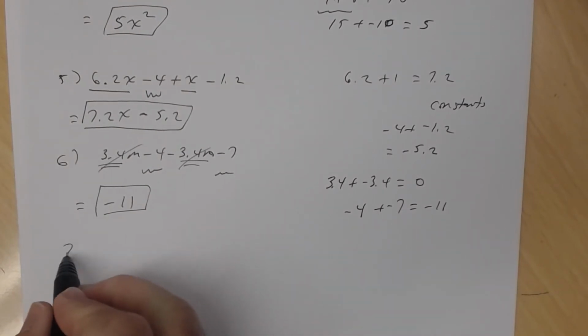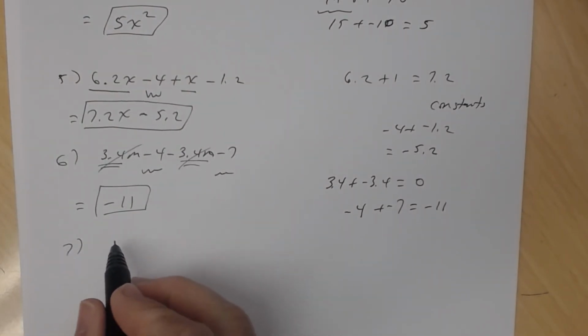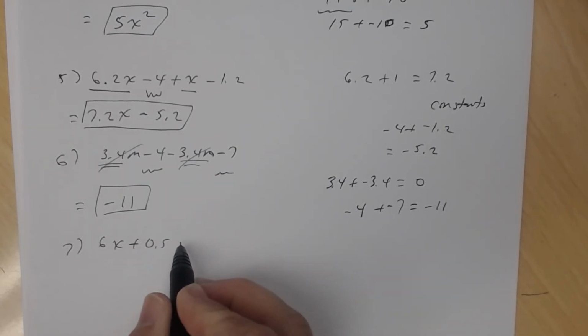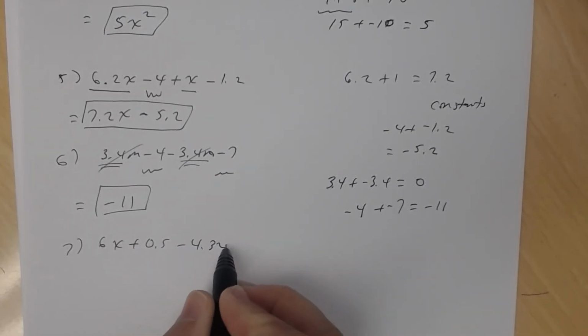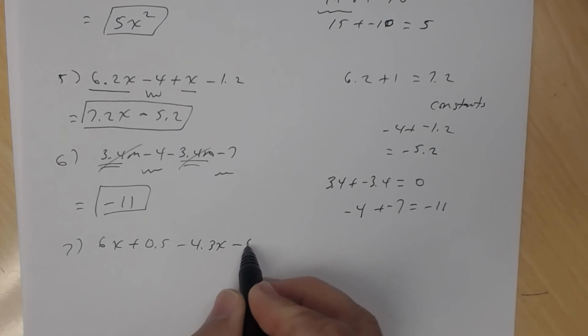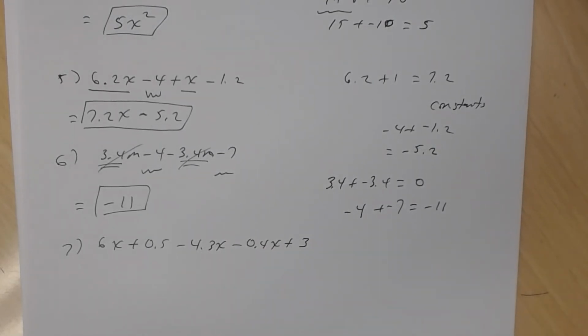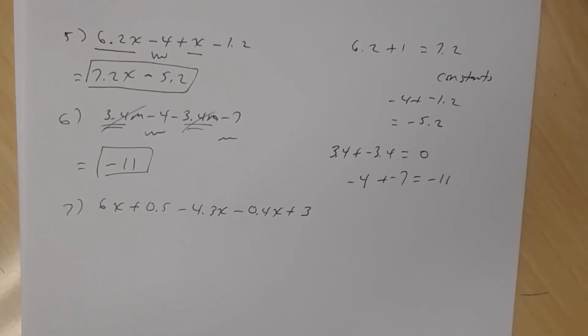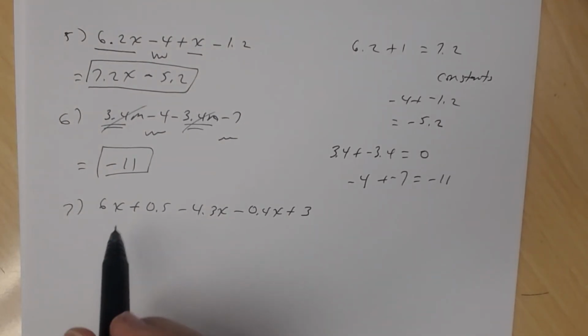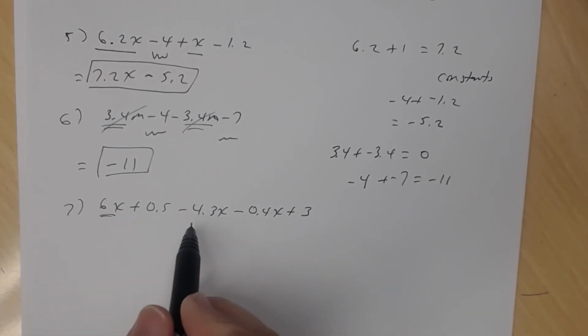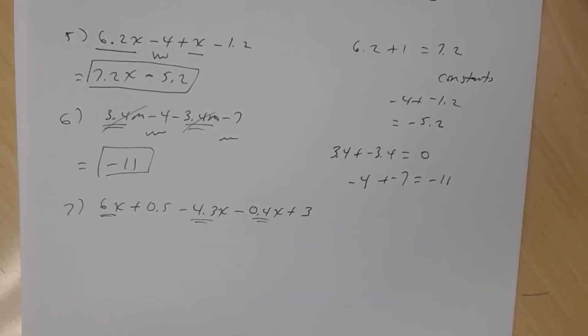Okay, and finally number 7, let's look at number 7. Suppose we had 6x plus 0.5 minus 4.3x minus 0.4x and then plus 3. All right, so let's look at that expression, and we're going to combine like terms. So let's talk about the terms with the variable x first. So there's this one, there's this one, and there's this one.